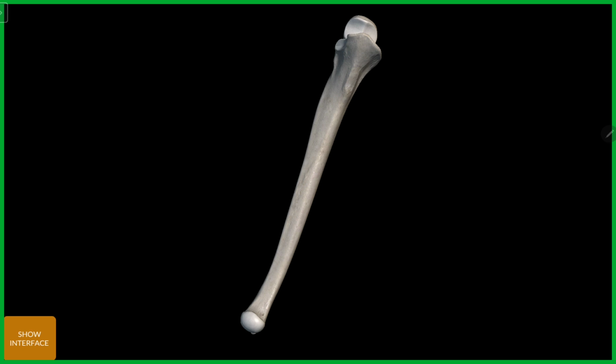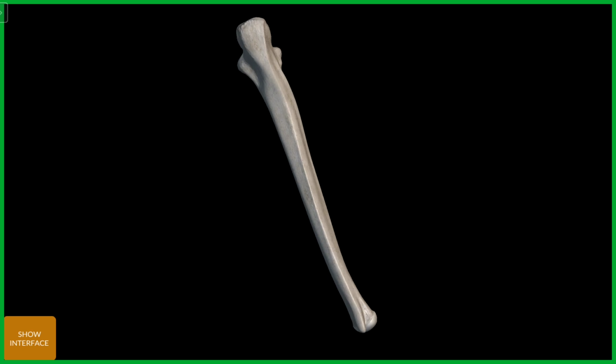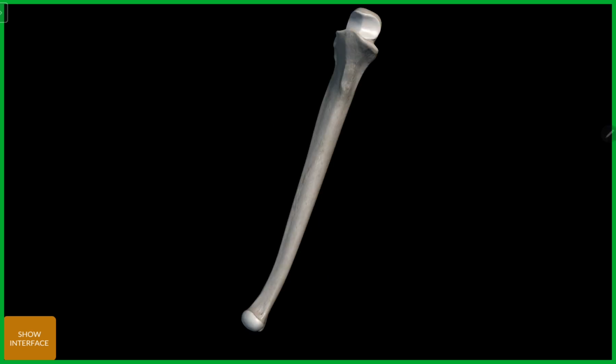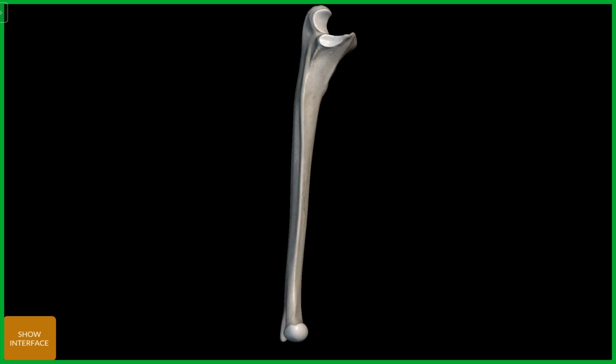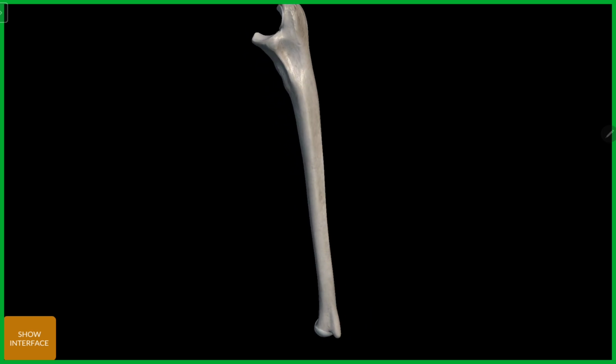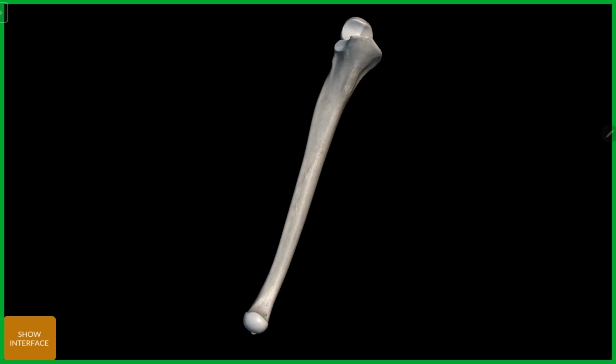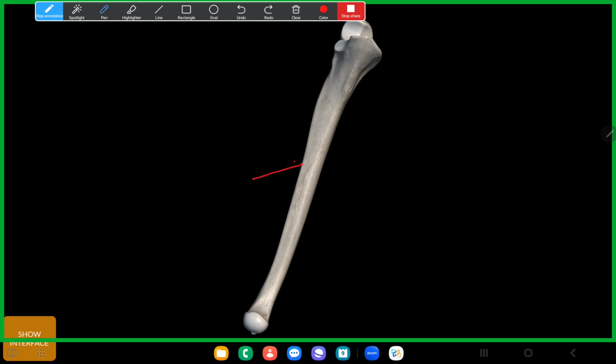Okay, now you know what is the upper end of the ulna and the lower end of the ulna. Let's see what is the lateral aspect and what is the medial aspect. In the ulna, the lateral border of the shaft is sharp and crest-like. We'll see what is the lateral border. This looks very sharp. Let's see if there is another border. No. So you can see this border is sharp and crest-like. So this is the lateral border.